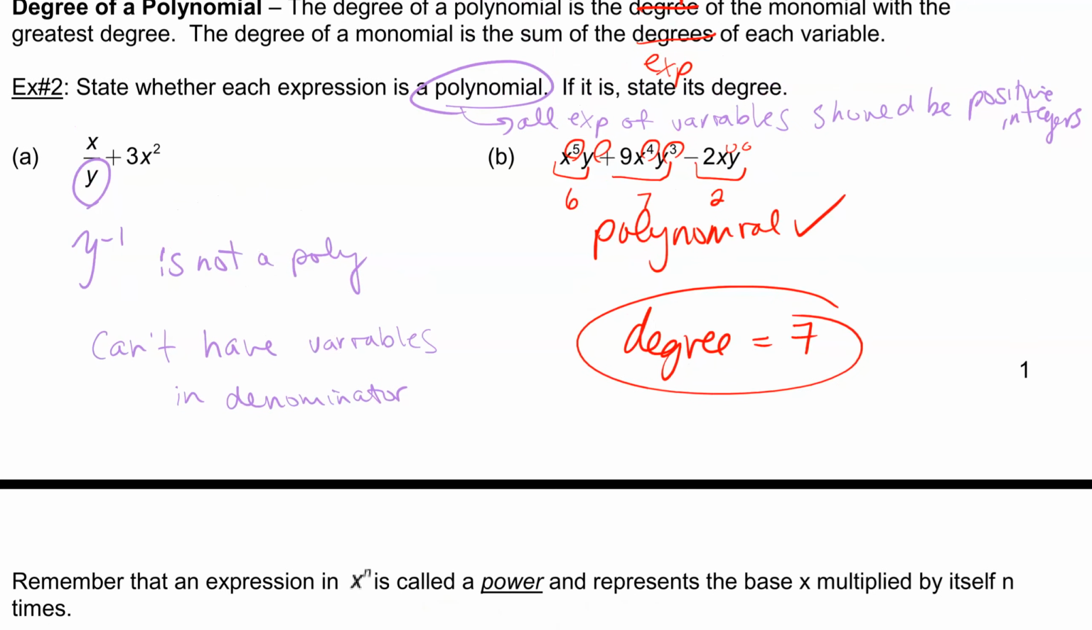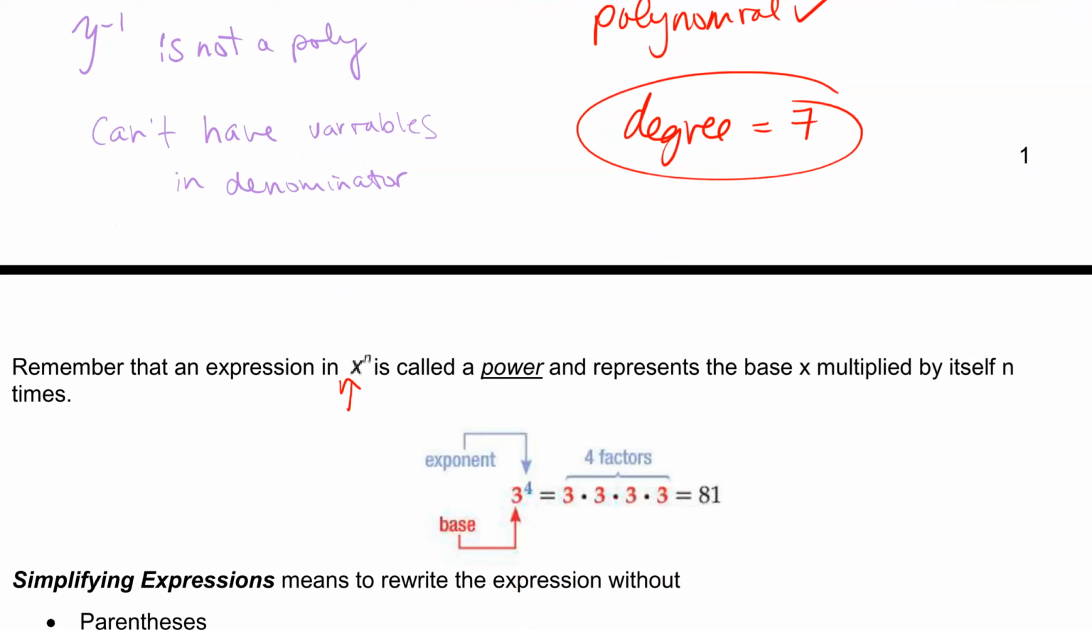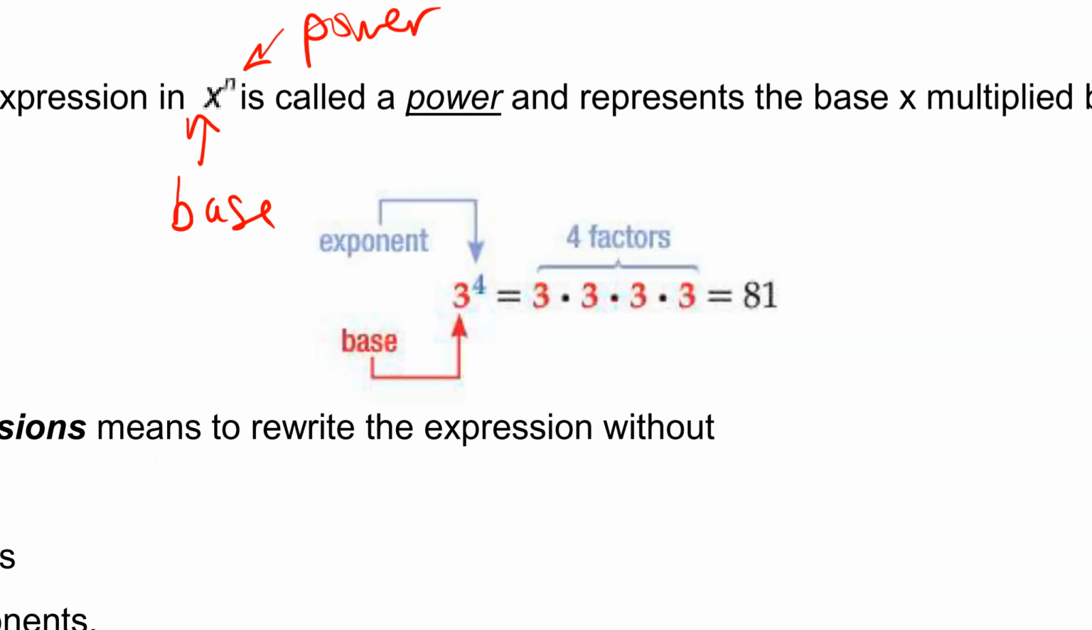Okay. Cool. So remember that an expression x to the n is called a power and represents a base, right? Our base is x, multiplied by itself n number of times. So for example, if I have 3 to the 4th power, that means it's 3 times 3 times 3 times 3, right? 4 times. And if you multiply it out, you get 81.